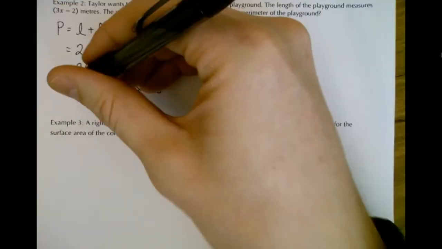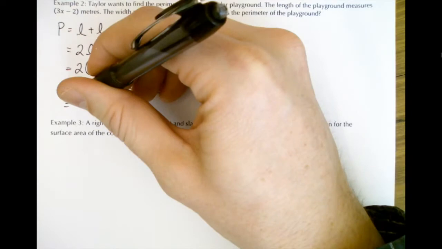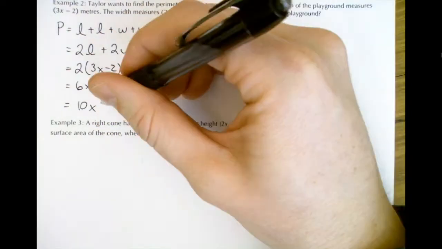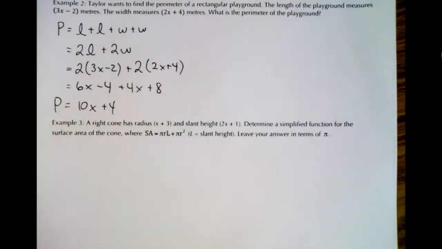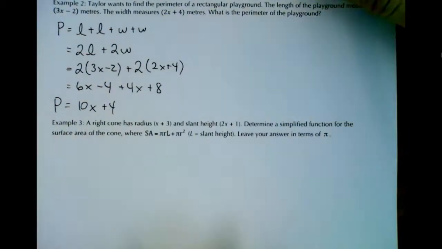Collect like terms. 6x and 4x is 10x. Negative 4 and positive 8 is positive 4. And now we have an expression for perimeter: 10x plus 4.